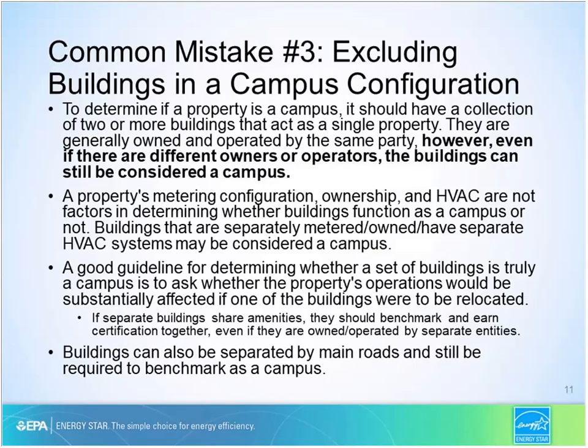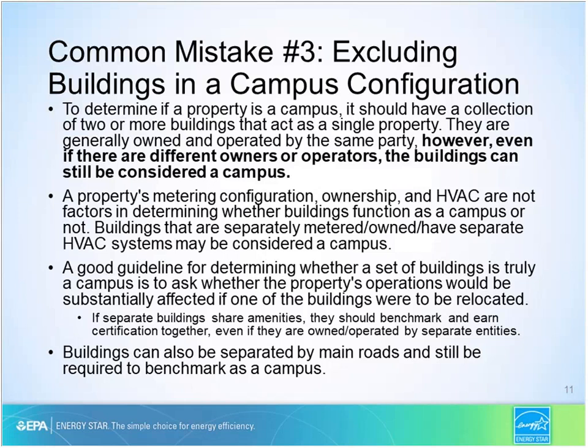When determining if a property is a campus, it's important to take a look at the collection of buildings to see if they function as a whole property as opposed to individual structures. While buildings in a campus are generally owned and operated by the same party, this may not always be the case. It is possible for buildings to be owned and operated separately, but still be required to benchmark as a campus. Additionally, a property's metering configuration is not a factor in determining whether buildings function as a campus or not.